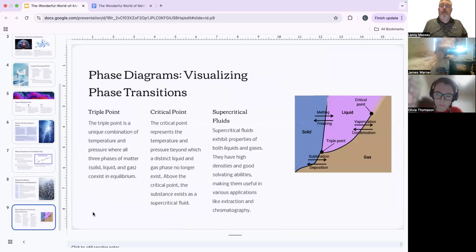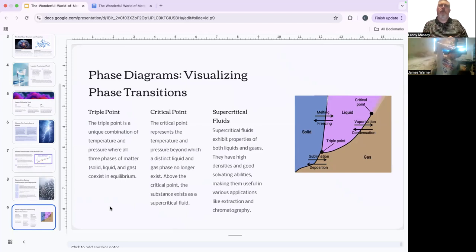All right, last thing for the day: phase diagrams and visualizing phase transitions. We've talked a little bit about how energy changes cause changes in phases. Well, there's one other thing that affects phase change as well, and that's what we call pressure. Most people don't realize, but if you add pressure to a material, the more likely it is to become a solid. There's one exception. Anyone know what that one is?